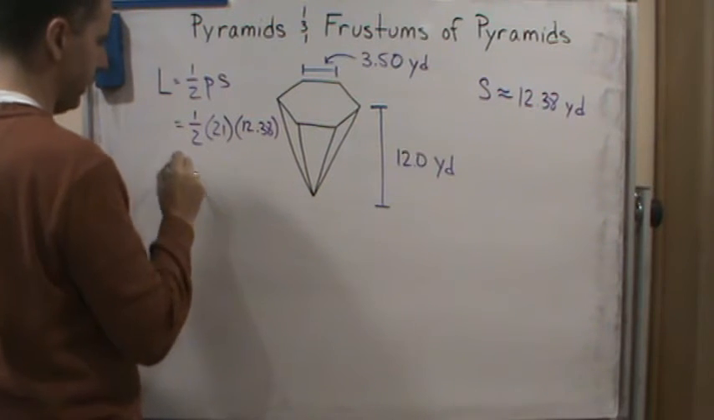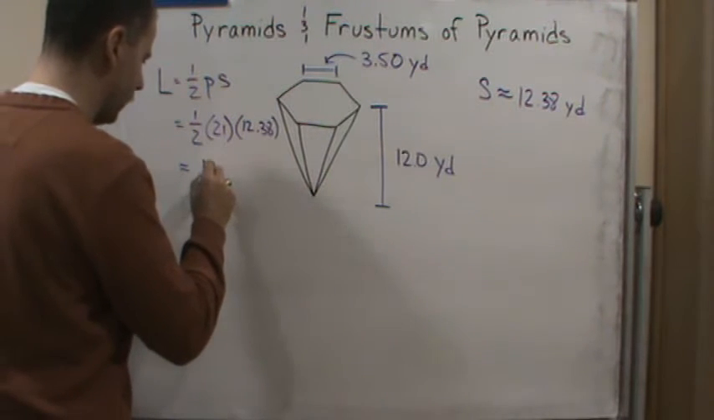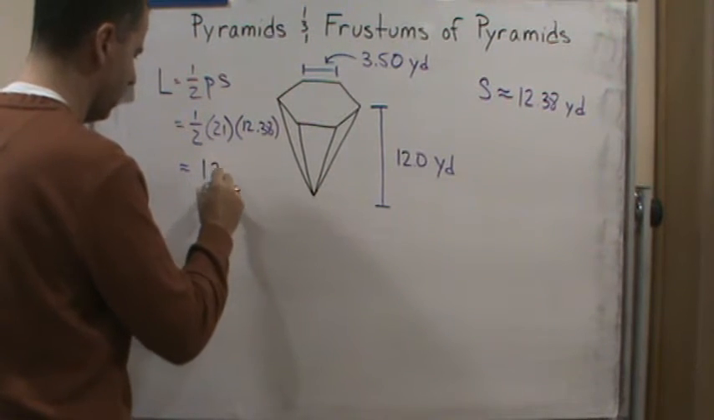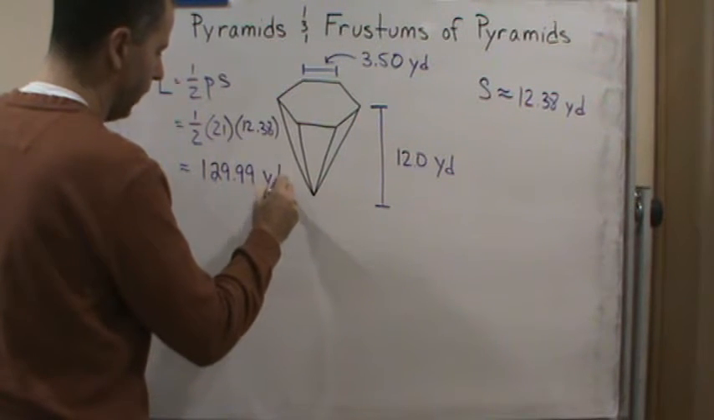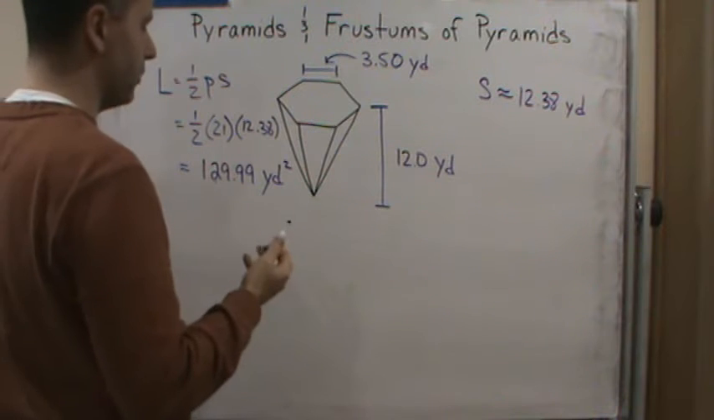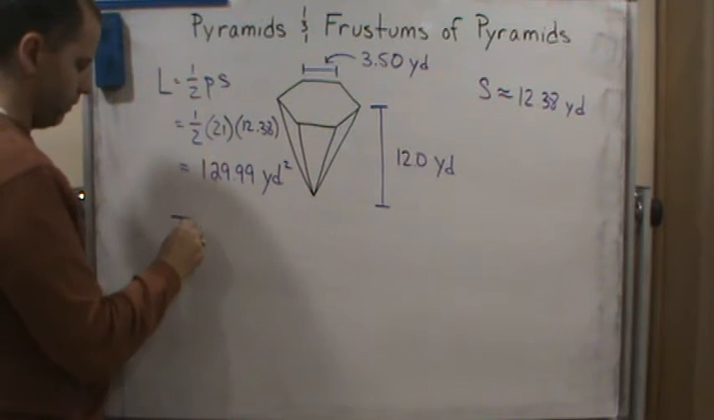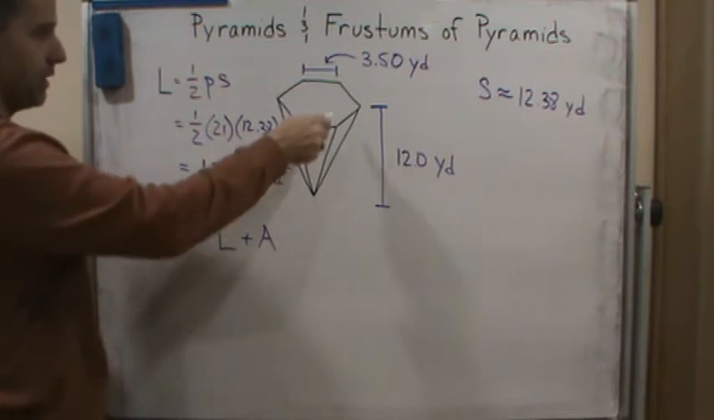And so if we put this in our calculator, we get approximately 129.99 square yards. Okay, so that's the first part. Now, we want to get the total surface area. To get total surface area, it's the lateral surface area plus the area of the base, which is a hexagon.